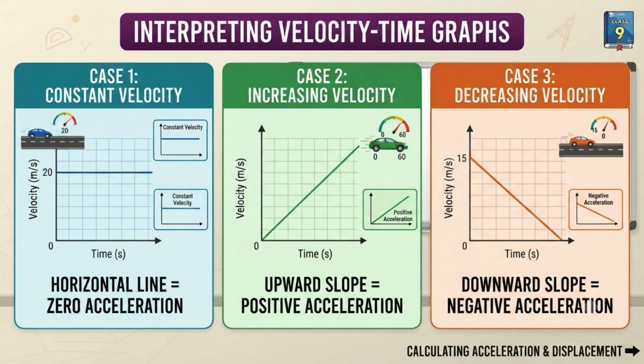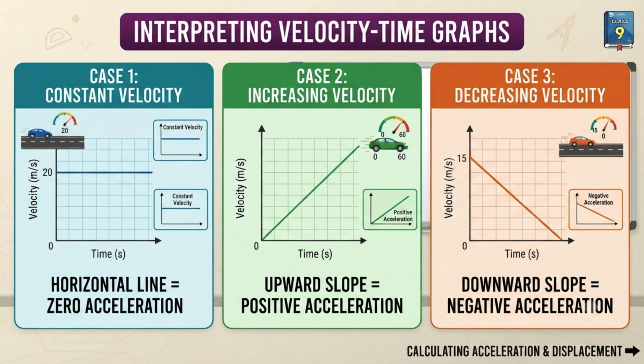Case 3. Decreasing velocity. Now let's look at the opposite situation. Suppose a car is moving with a velocity of 15 meters, but it starts slowing down. Its velocity decreases by equal amounts in equal intervals of time. This time, the graph is still a straight line, but it slopes downward. This means the object is slowing down with constant acceleration acting opposite to the direction of motion. We also call this negative acceleration or retardation. So here's the third memory trick: downward sloping line, decreasing velocity, constant negative acceleration.